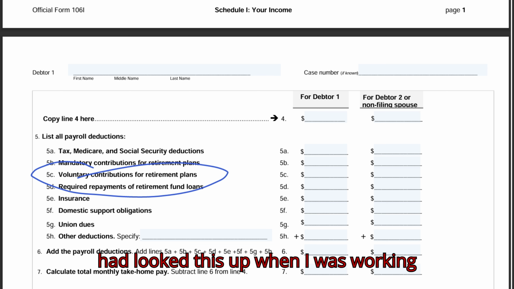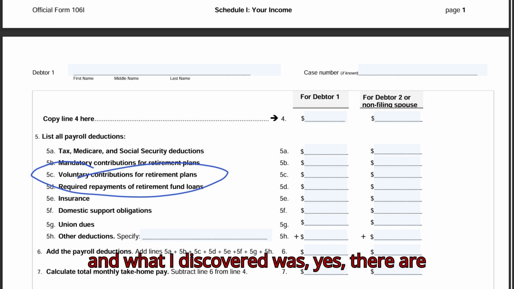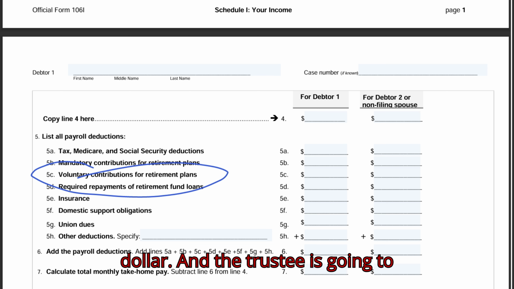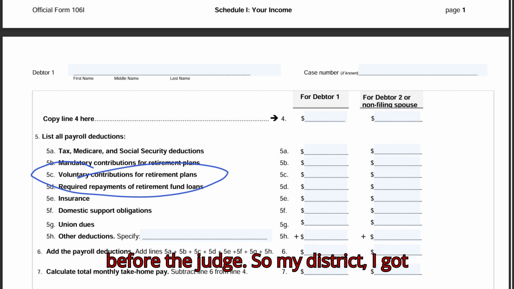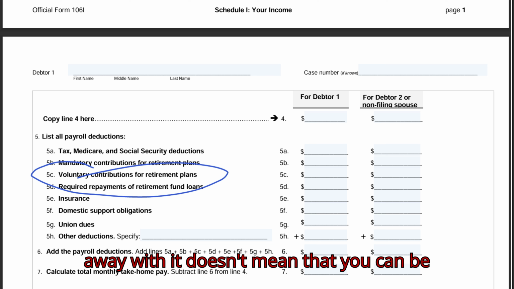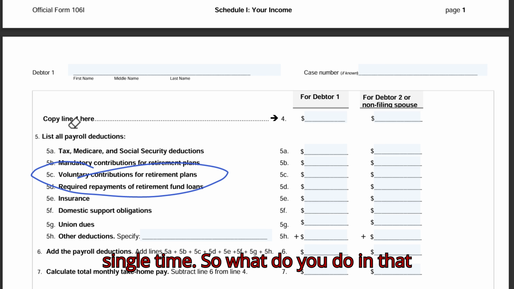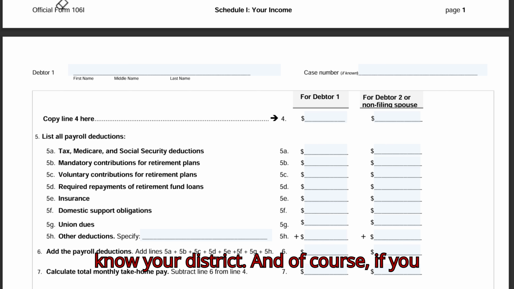I had looked this up when I was working on my textbook, Consumer Bankruptcy Law, and what I discovered was, yes, there are some jurisdictions where you take out $1 and the trustee is going to object and object and take it before the judge. So in my district, I got away with it. Doesn't mean that you can be putting down 100, 200, $300 every single time. So what do you do in that scenario? Well, the answer is you have to know your district.